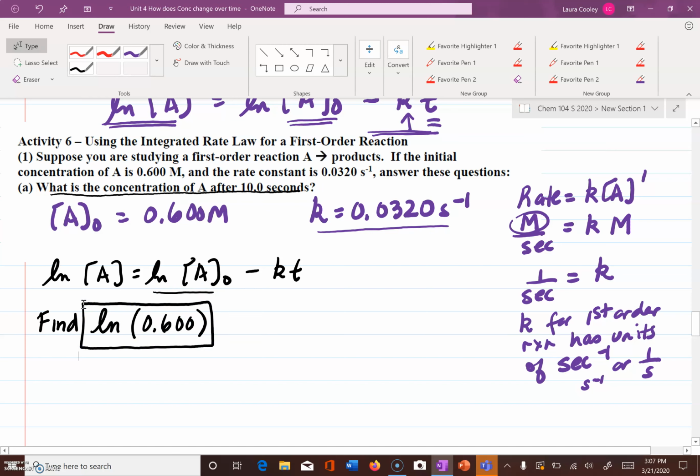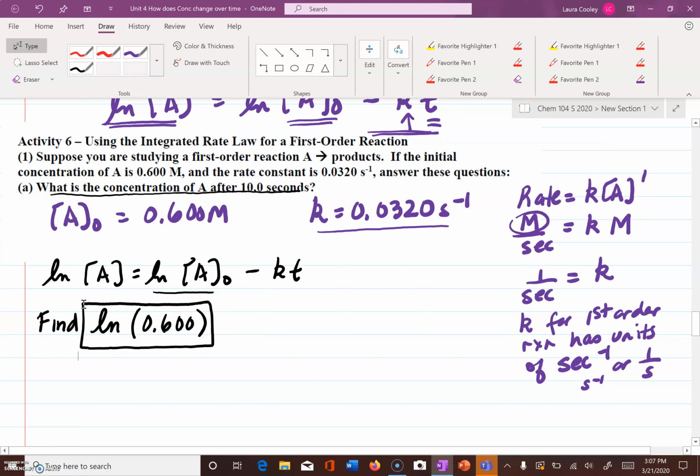In order to get the concentration, I need to take e to the number I get here. On your calculator, you might have an e to the x button that you'll use, or you might have an inverse natural log. So what you're really trying to do is the inverse natural log of minus 0.831, or e to the minus 0.831. Put that in and see if you can get this answer.